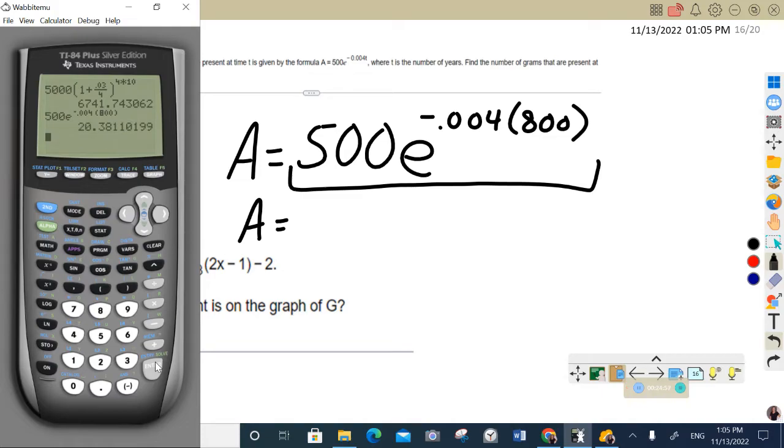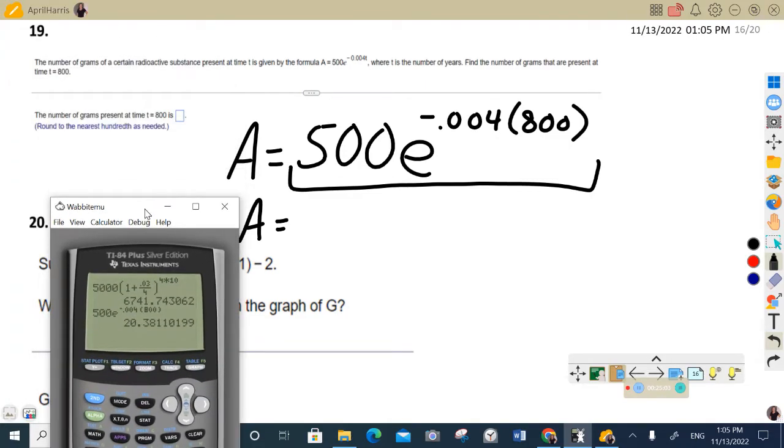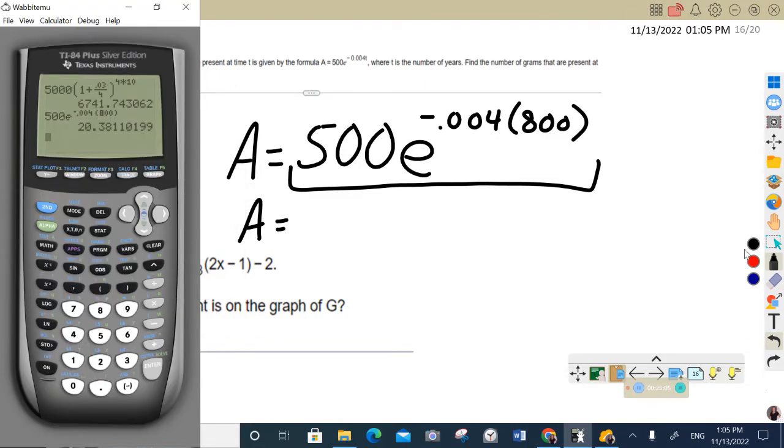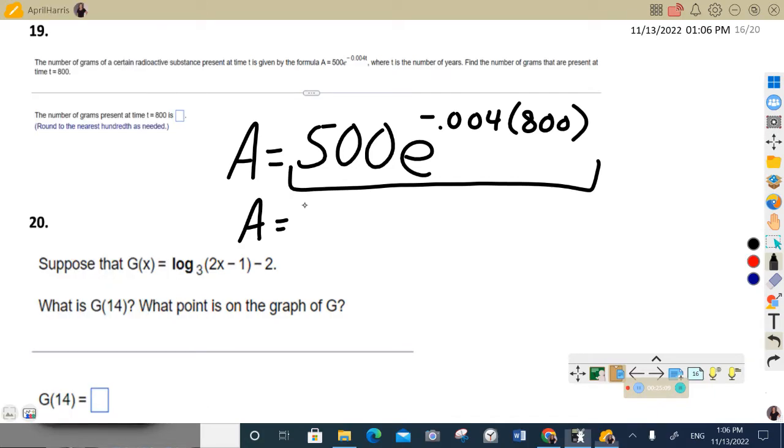And so we get 20 point... what did it say to round to? Round to the nearest hundredth. So tenths, hundredths, that's 2 decimal places. So we have 20.38. That's the amount. And that's declining, so that's exponential decay.